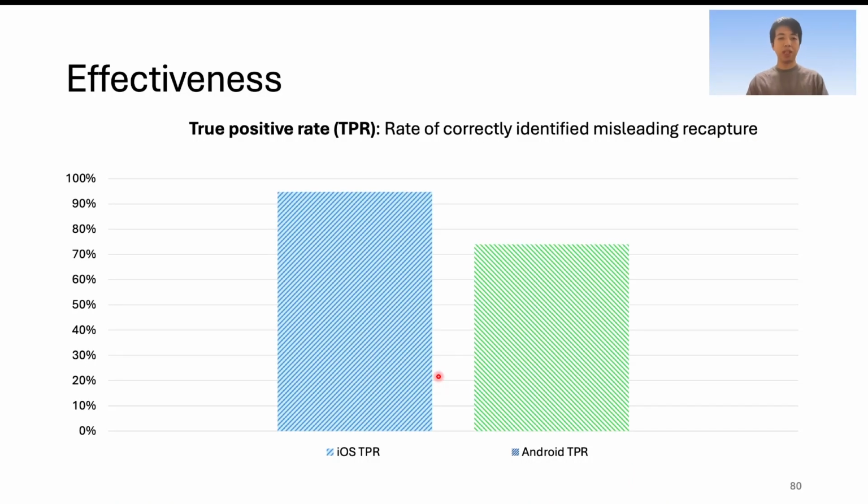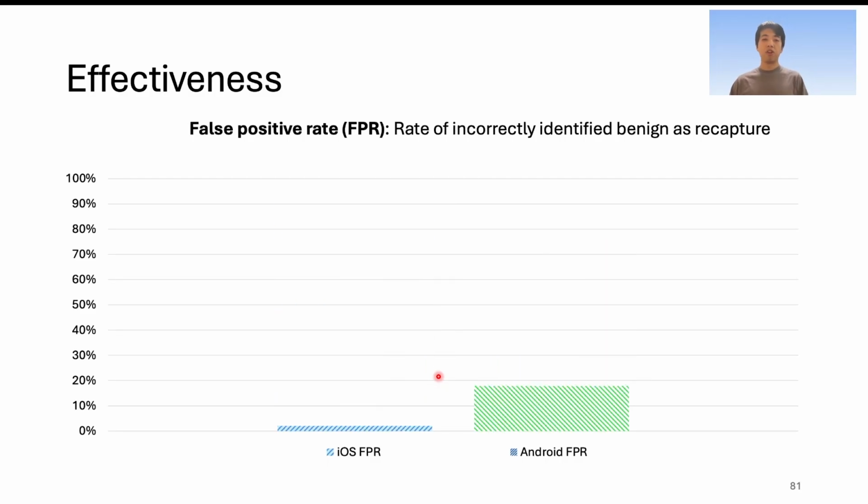As for the effectiveness, well, with the dataset, we can finally evaluate our prototypes. And for the true positive rate of our prototypes, which means that they correctly identify any misleading recaptures, both iOS and Android-based prototypes are achieving relatively high true positive rates. As for the false positive rate, where they incorrectly identify benign photos as recaptures, both iOS and Android-based prototypes are again achieving relatively low false positive rates.